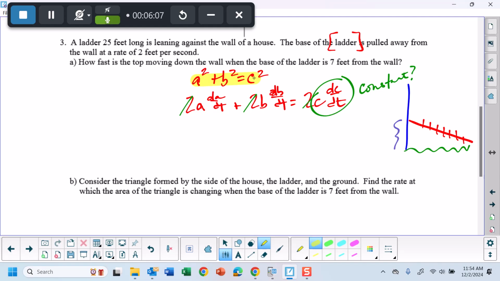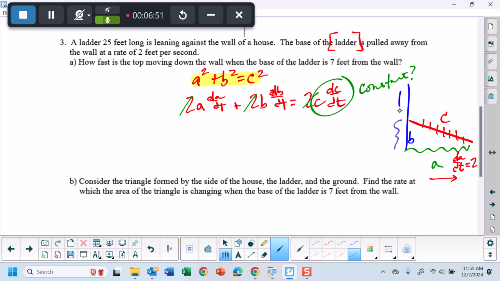So the ladder, 25 feet long, is leaning against the house. The base of the ladder is pulled away at a rate of 2 feet per second. When you label this, I always get into the habit of labeling my horizontal movement A, my vertical movement B, and my hypotenuse is always going to be C. If that's a habit, a discipline that you get into, then you don't get tangled up in your dA's or dt's. A lot of times I'll also label my diagram with my rates and my arrows. So the base of the ladder is moving across this way, and my change in A with respect to time is going to be 2 feet per second.